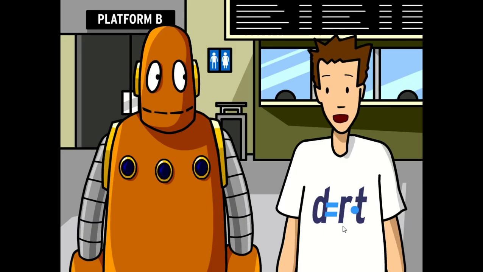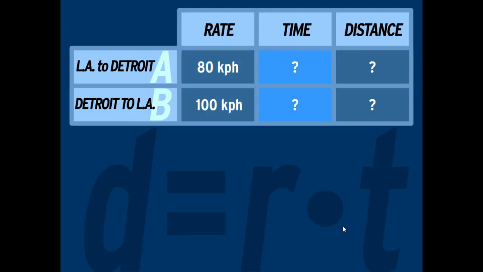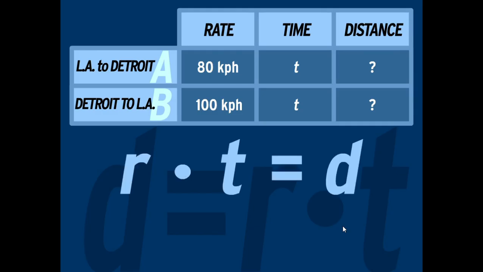Right, now we build an equation. We know the rates. And we don't know the times yet, but we do know that each train will travel for the same amount of time. Well, they both left at the same moment, so when they meet, they'll have been traveling for the same amount of time. The unknown travel time of each train can be expressed by the variable t. If rate times time equals distance, then the distance train A travels is 80t, and the distance train B travels is 100t.